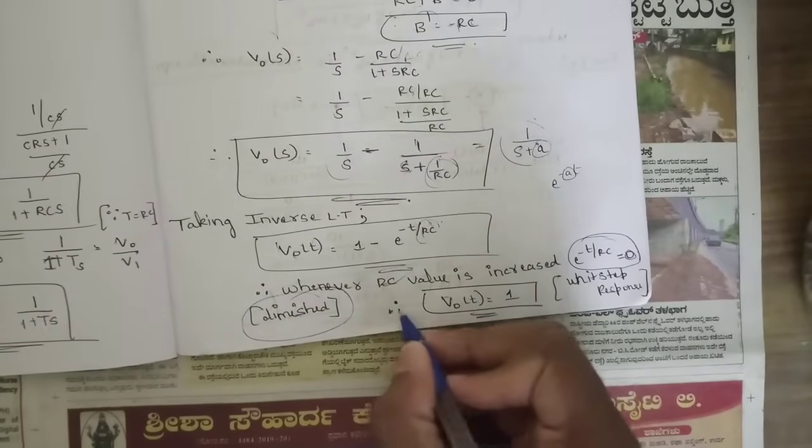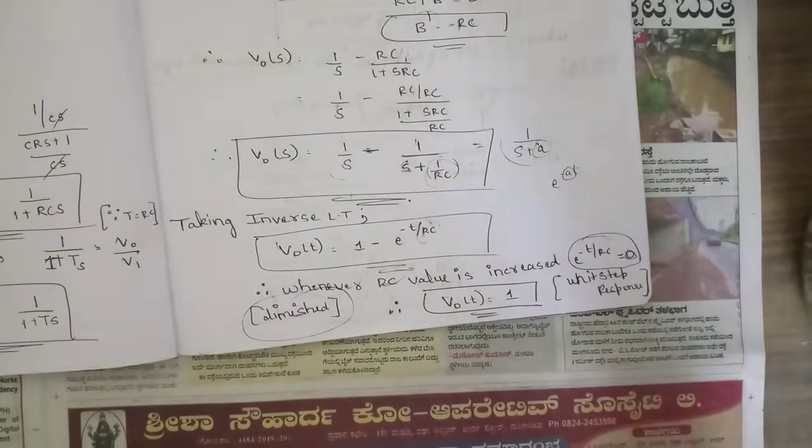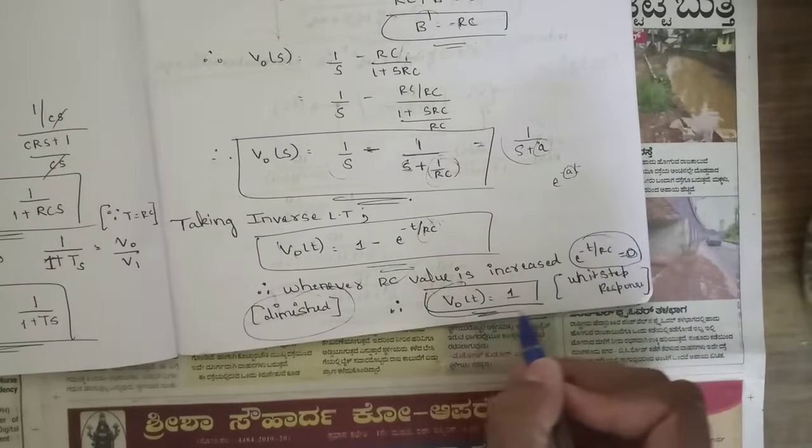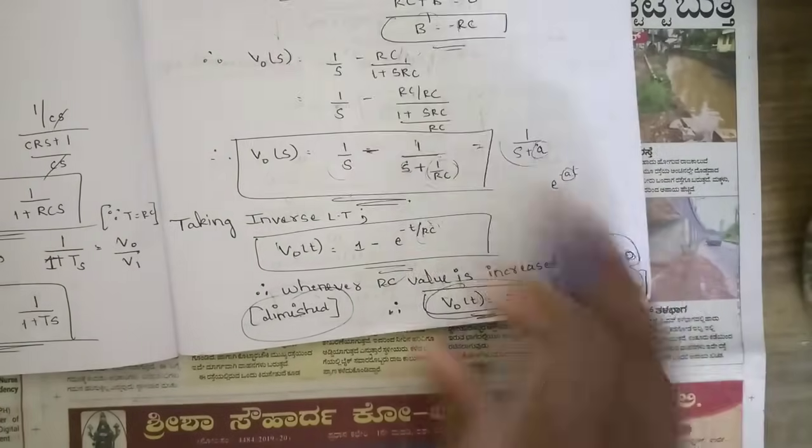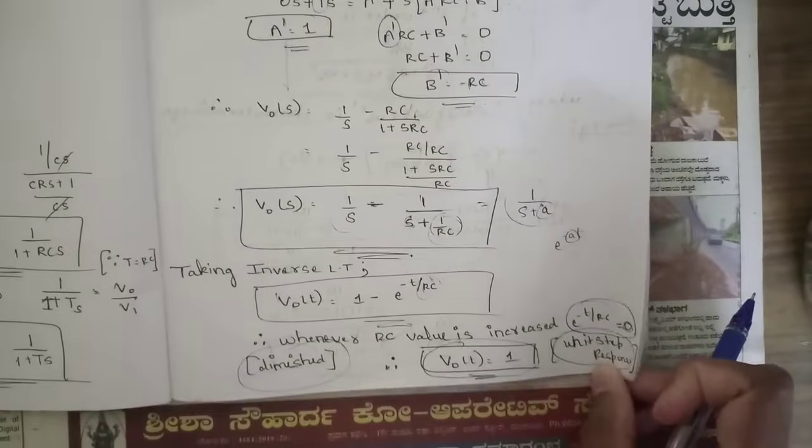So the final value of V out of t, whenever the value of RC is increased, we would be getting it as V out of t is equal to 1. That is the unit step response. Okay. So in this way, the analysis of unit step response is very, very important. So please go through this derivation once again. This is a very, very important one.